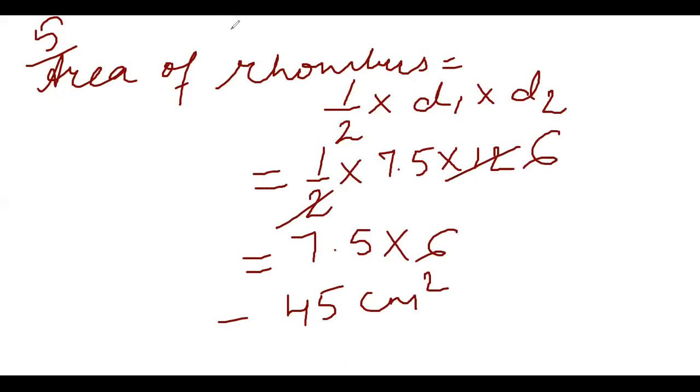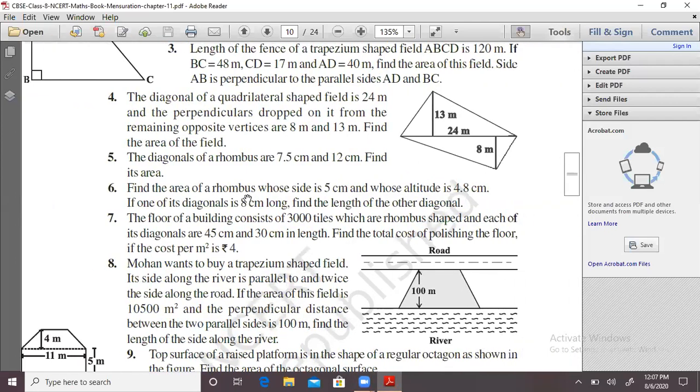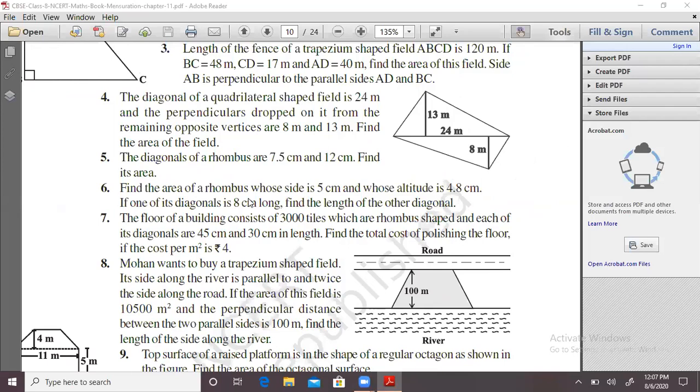Next, question number 6. Find the area of a rhombus whose side is 5 centimeter. Altitude is given 4.8 centimeter and one of its diagonal is given 8 centimeter long. Find the length of other diagonal. Okay, find the area of rhombus. You have to find out area of rhombus where side is given 5 centimeter, altitude is given 4.8.